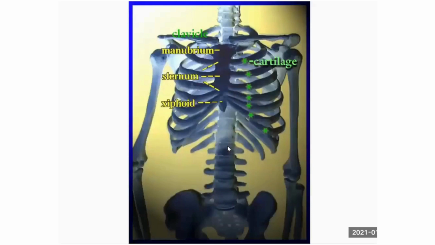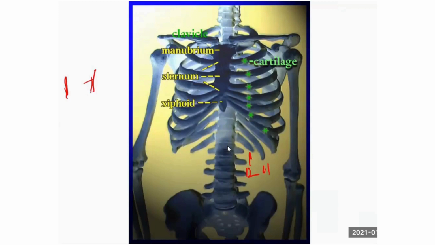Now, true ribs. Ribs 1 to 7 are true ribs, since they articulate directly with the sternum. Ribs 8, 9, 10 are false ribs, but they are attached to the sternum by means of cartilage. So it is a false rib. Ribs 11 and 12 are floating ribs. They don't have any articulation. This is 11, this is 12. This classification you should remember.